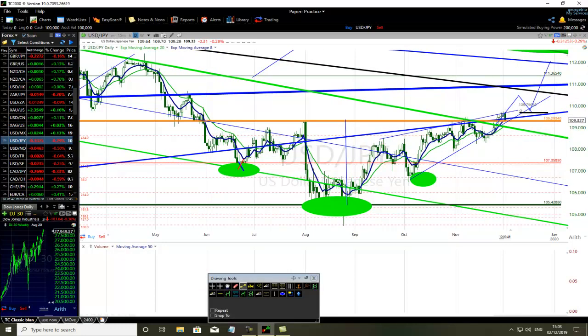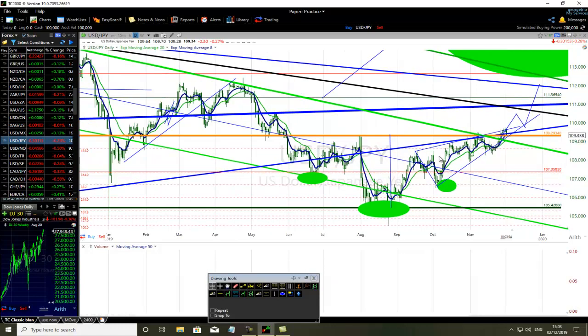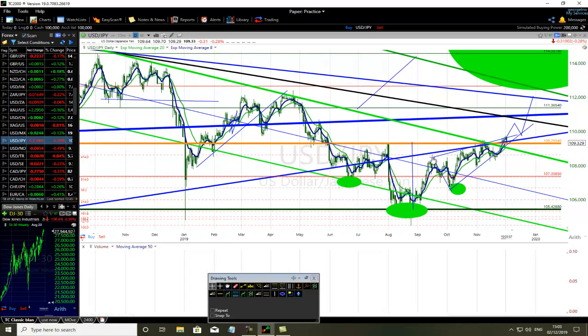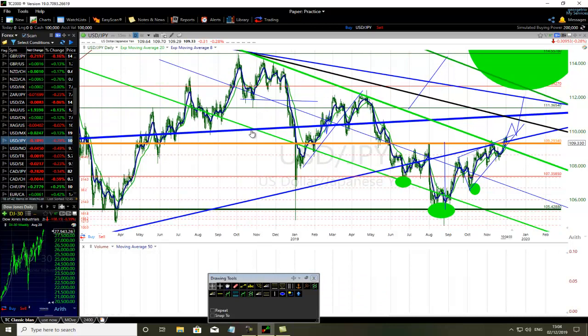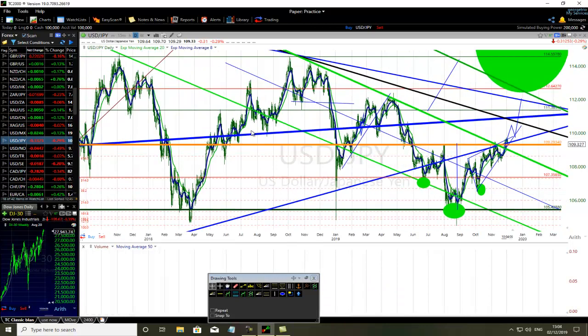Map out your chart, all right? And then you see another smaller triangle on the daily chart like this, okay? You see that? It's a smaller channel on the daily chart here. Triangle here, okay? So, talking about day and swing trade, US dollar, Japanese yen, like a professional.